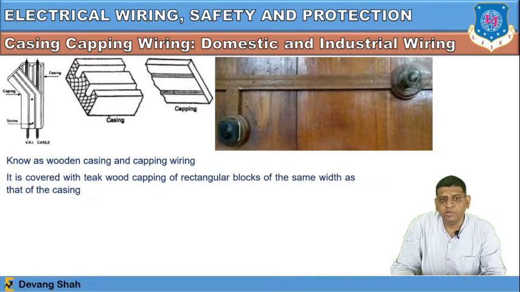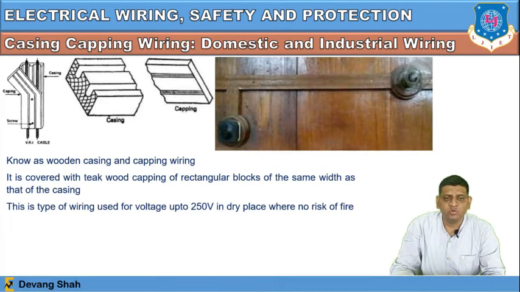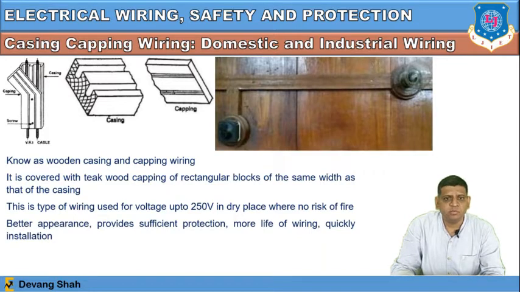It is covered with thick wood capping of rectangular blocks of the same width as that of the casing. This type of wiring is used for voltage up to 250 volts in dry places where there is no risk of fire, because it is made of wood. It has a better appearance, provides sufficient protection, gives more life to the wiring, and has a quick installation.